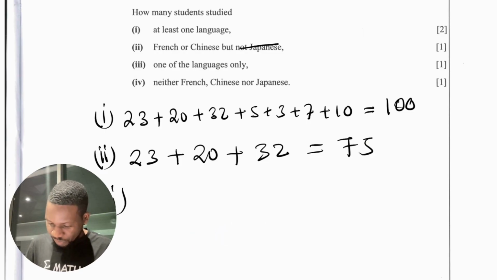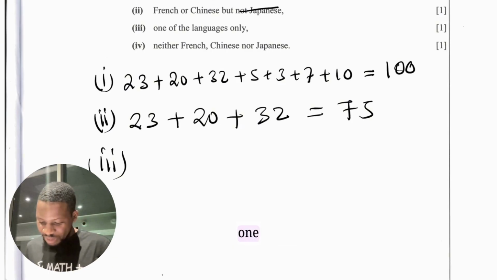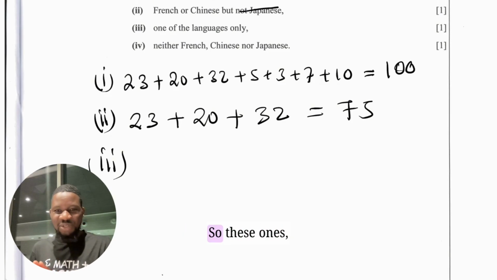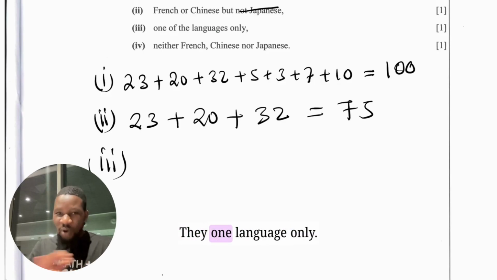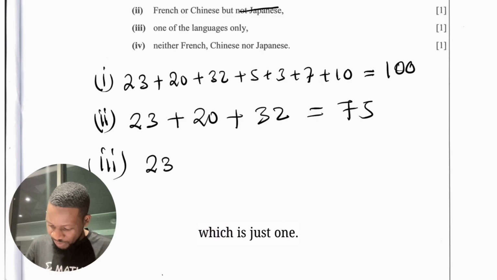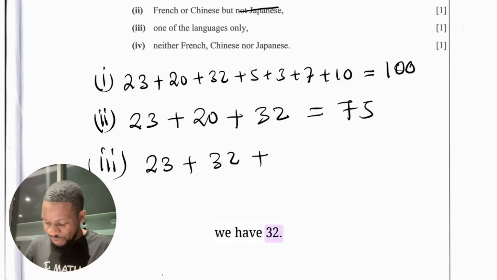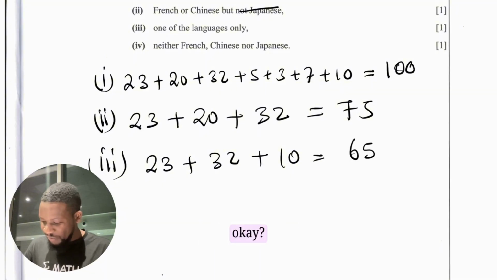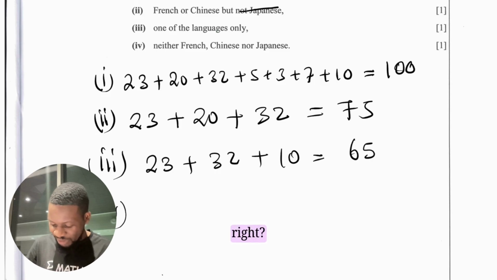Now the third one says one of the languages only. So these ones, they just chose one language only. In French, we have 23, which is just one. Then in Chinese, we have 32. And in Japanese, we have 10. When we add this, we get 65. That is only one, right?